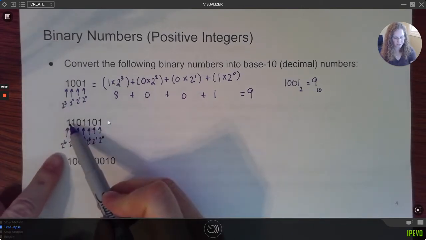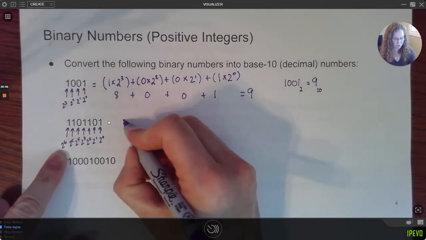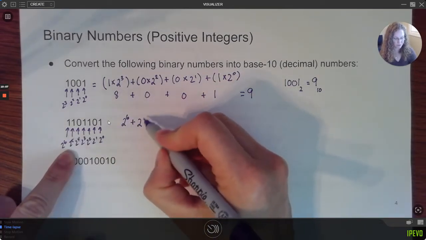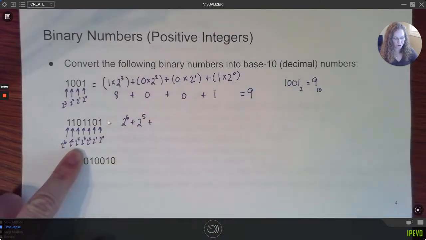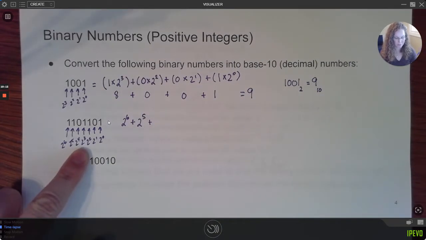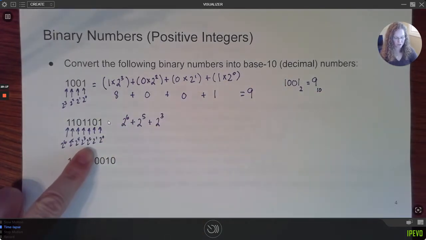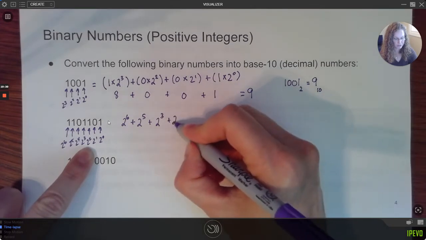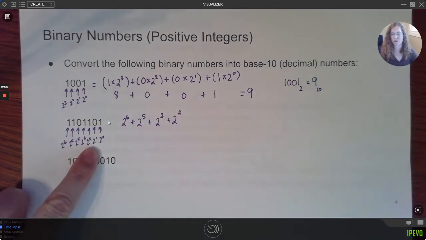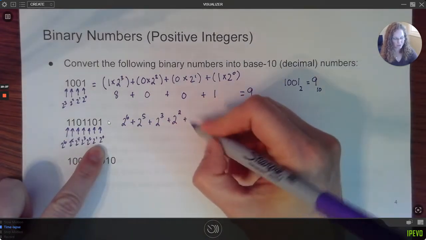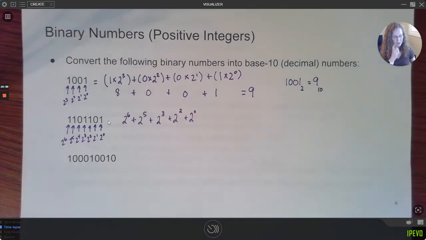So I'm going to have a 1 times 2 to the 6th, which will be 2 to the 6th. Then I'll have a 1 times 2 to the 5th, and a 0 times 2 to the 4th, so don't bother with that one. I'll have a 1 times 2 to the 3rd, so I put a 2 to the 3rd in. I'll have a 1 times 2 squared, so I'll put 2 squared in. I won't have any 2 to the 1st, so I won't bother putting that one in. And then I'll have a 1 times 2 to the 0. That's just a shorter way of writing out what the value will be.